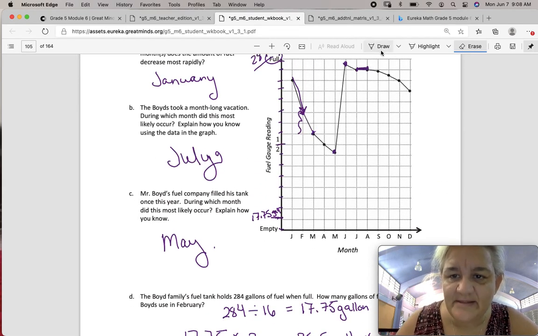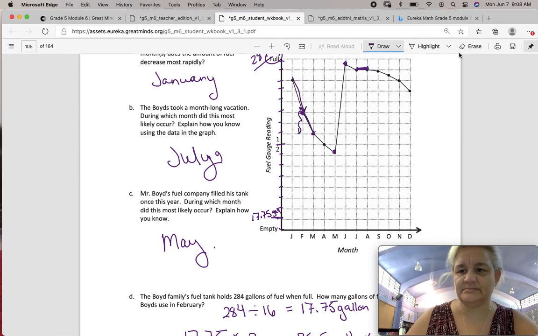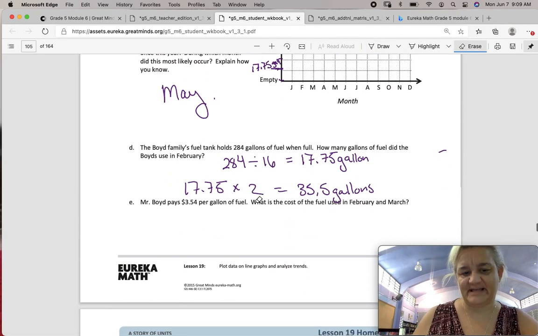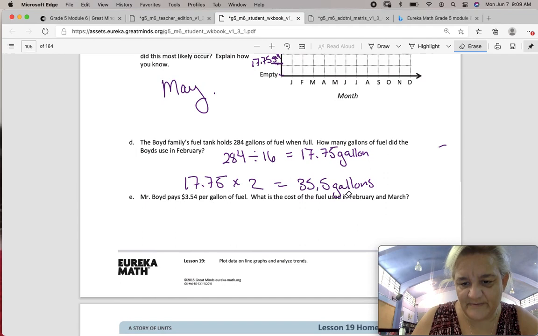And I found that by looking at how far did it jump? It jumped twice, right? So 1, 2. And if each of those represents 17.75, that times 2. Okay. Mr. Boyd pays $3.54 per gallon of fuel. What is the cost of the fuel used in February and March?